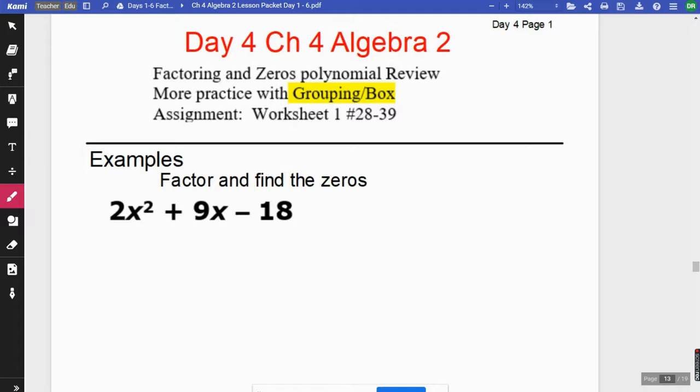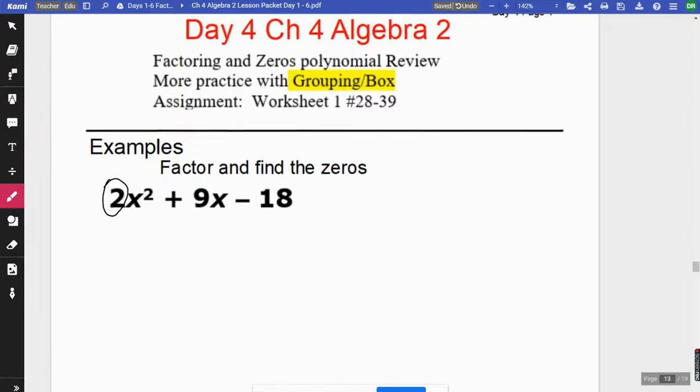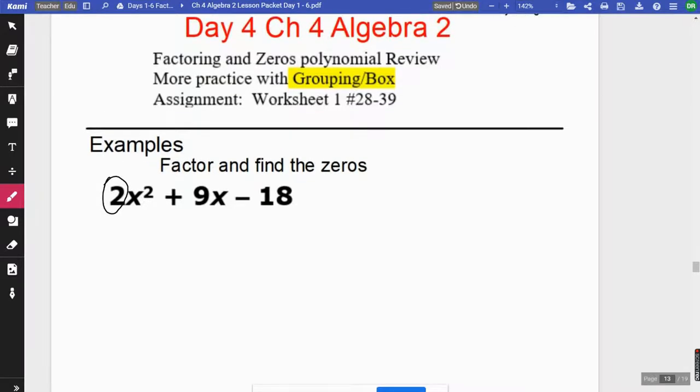So, this is day 4, unit 3 or chapter 4, and this is kind of a review, but it'll be a lesson on box method and grouping. And really, the main thing is that when we have a trinomial and it has a leading coefficient, our job's a little bit more difficult. So, I'll show two methods, grouping and box method, but they kind of start out the same way.